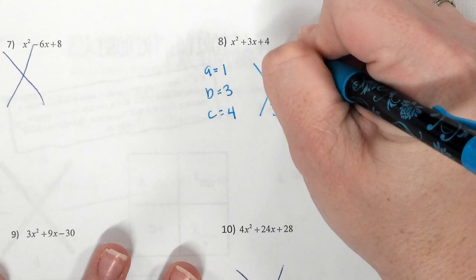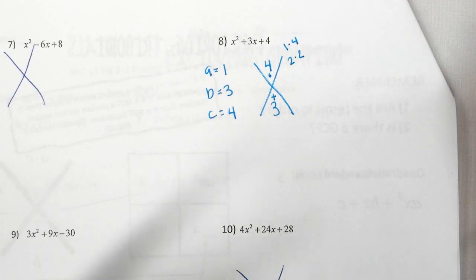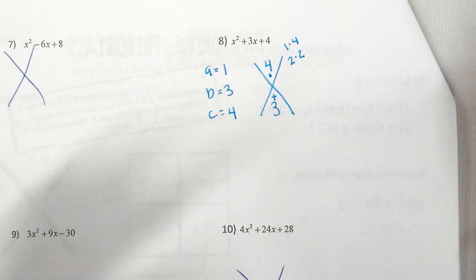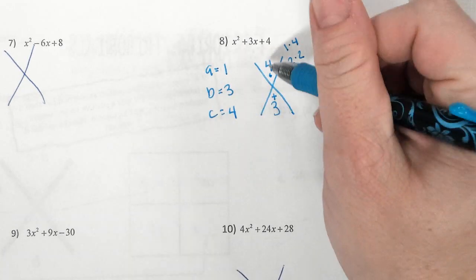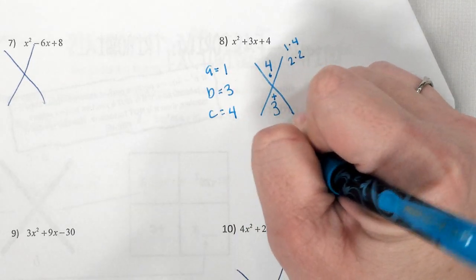So the only factors of 4 are 1 and 4 and 2 and 2. Do either of those add to give you 3? No. So is this possible? No. It can't be 1 and 4 because they're both positive. So we call this prime.